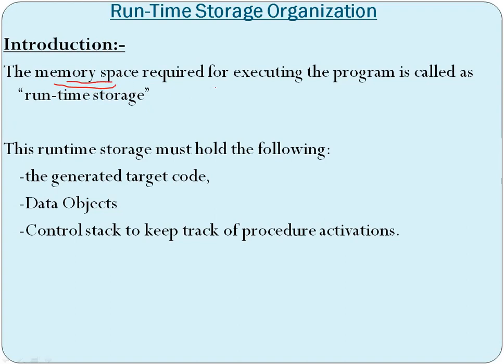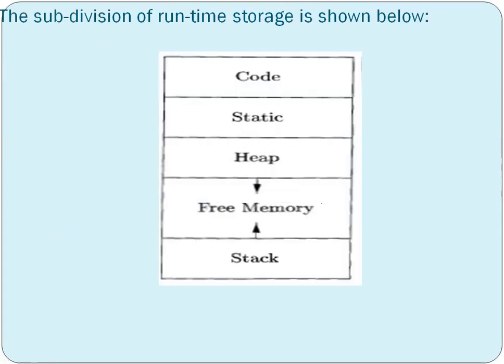That means during the execution of the program it occupies some memory space. That memory space is called runtime storage. This runtime storage usually holds the target code, for example exe code, data objects memory allocation, and also control stack, which keeps track of procedures or function calls execution.